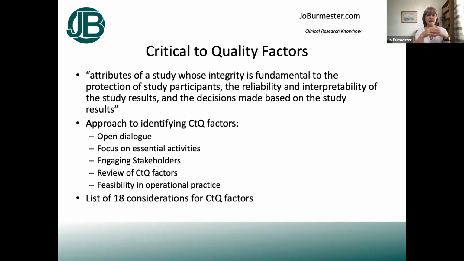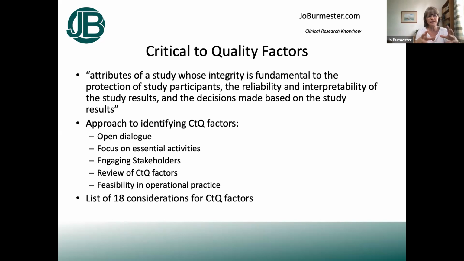So the definition there of a critical to quality factor is an attribute of a study whose integrity is fundamental to the protection of study participants, the reliability and interpretation of the study results, and the decisions made based on the study results. So it really is about what are the most important things to get right in order for us to meet the objectives of this study and make sure that our patients are being protected.